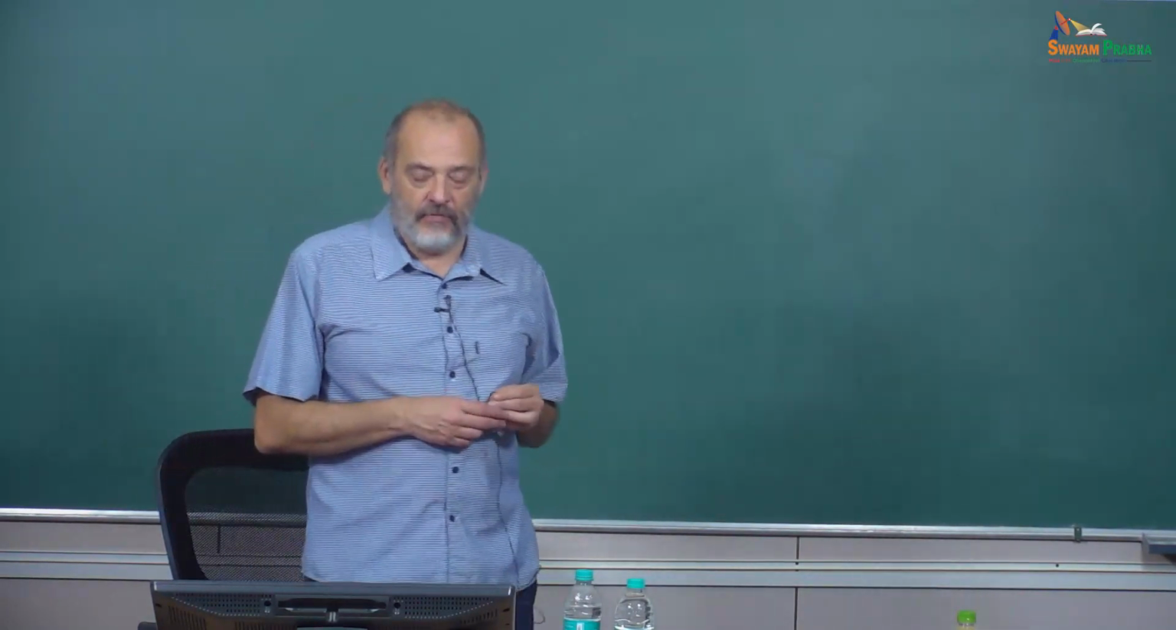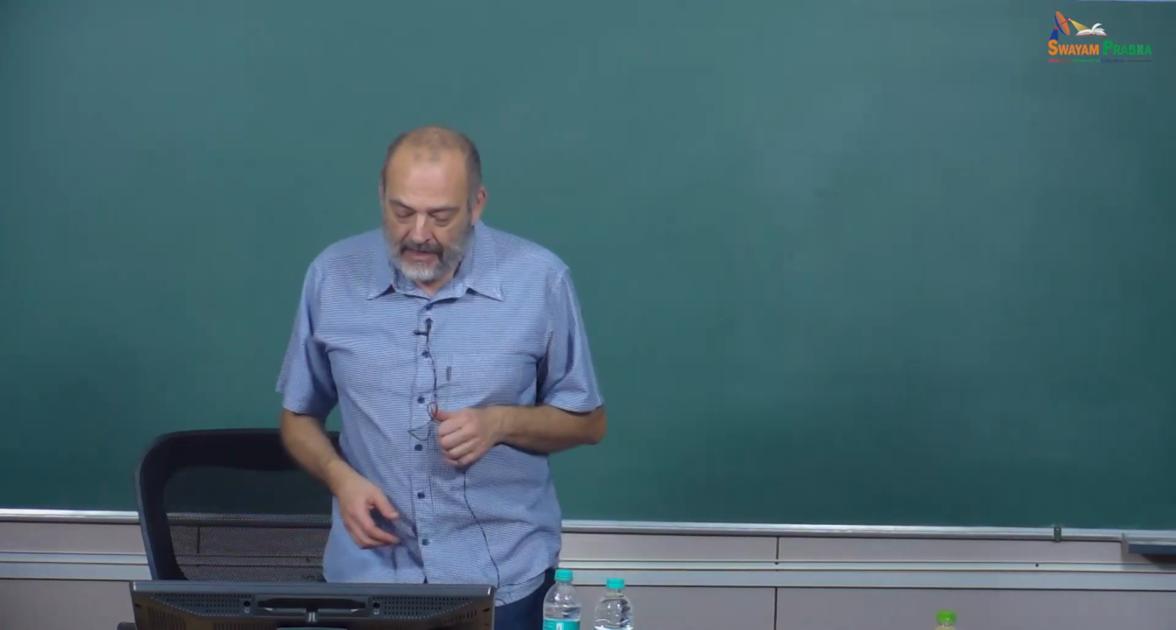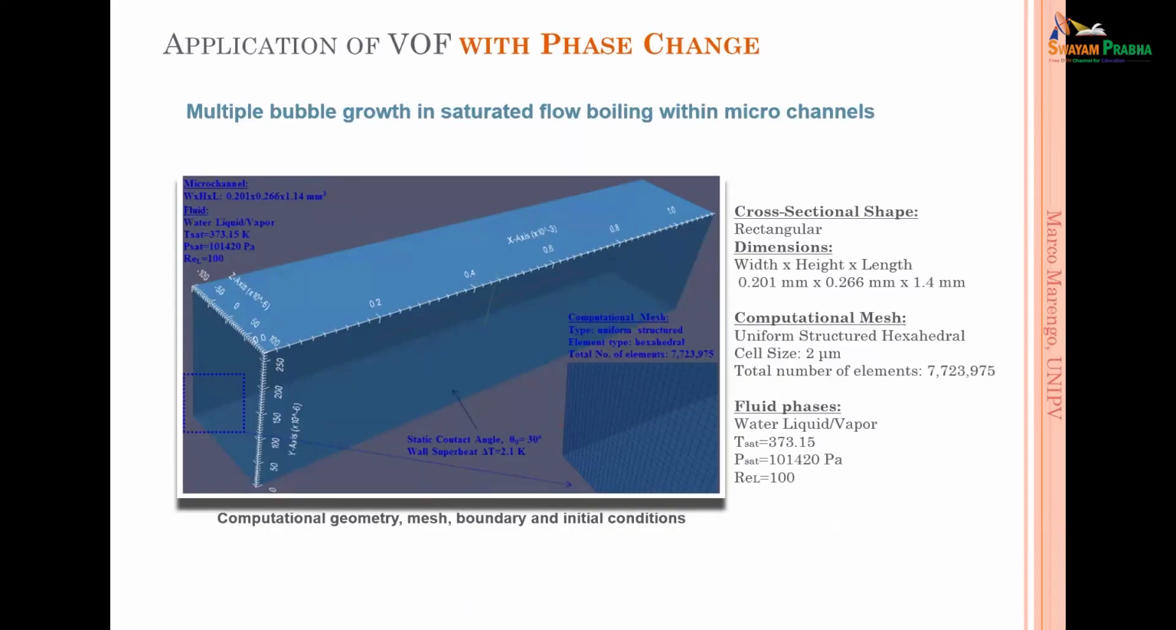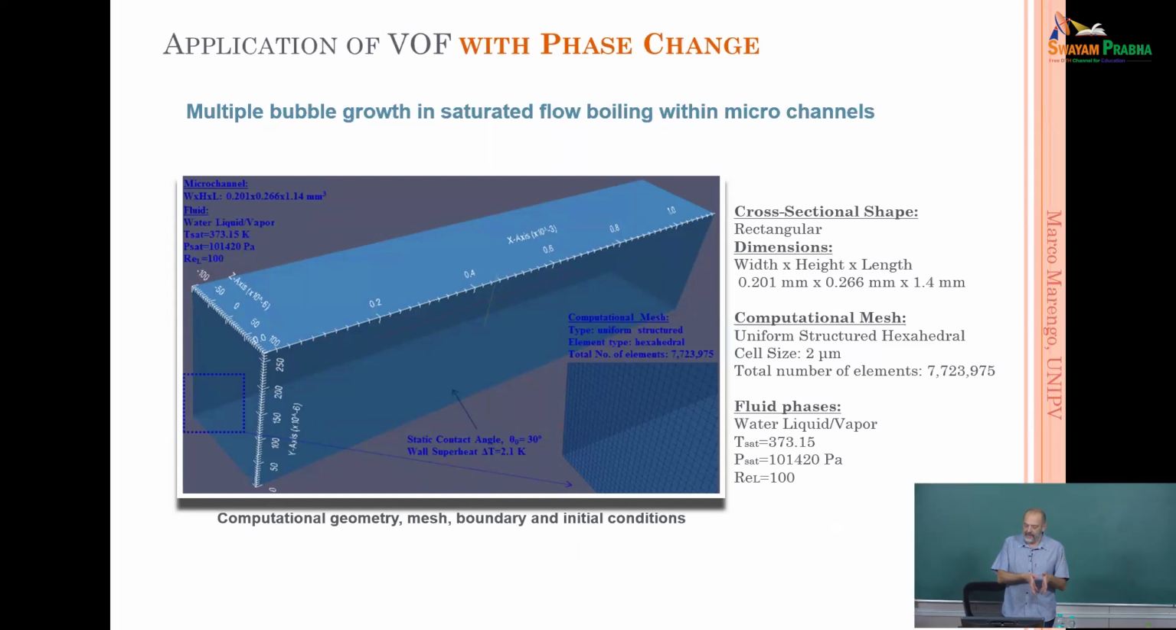And of course, if we have this kind of situation, we can study, for example, even flow boiling. So we have a domain. This is a microchannel, 200 microns, 260 microns, 66 in the other direction, and 1.4 millimeters long. One could extend it, no problem to extend. It's only a question of computational time, so you need to wait.